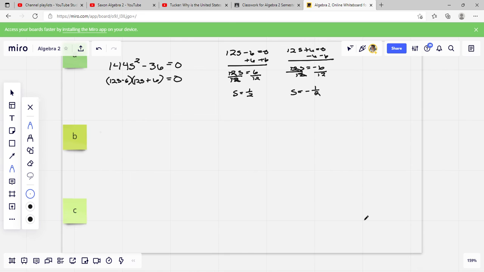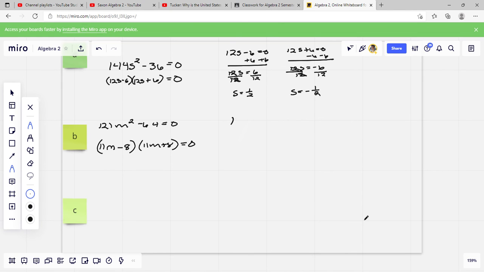All right, B has 121m squared minus 64 equals 0. So I'm just going to find the square root of 121, which is 11. The square root of m squared is m. And then minus 8, because 8 times 8 is 64, so that'd be 8. And then I'm going to do that again with the positive in there. So 11m plus 8 equals 0.